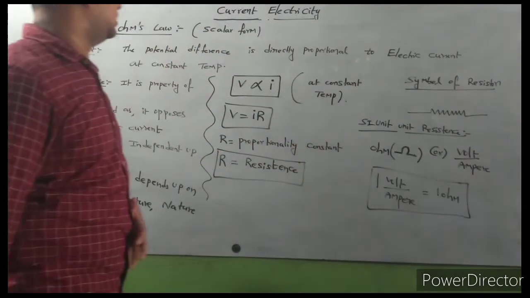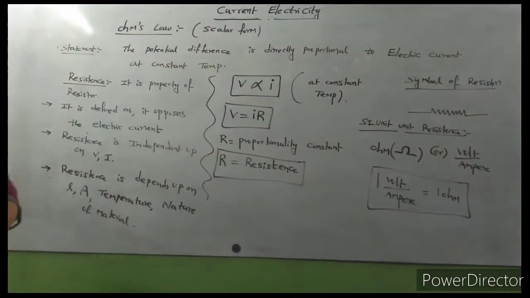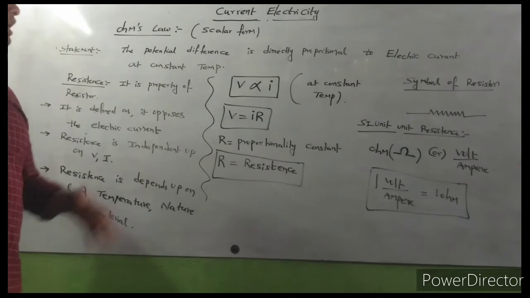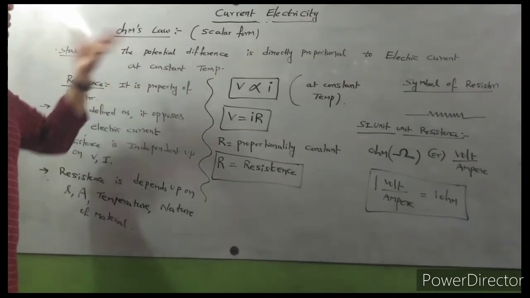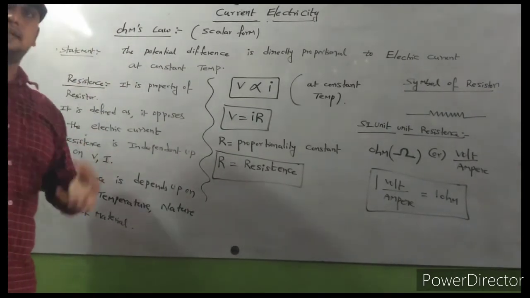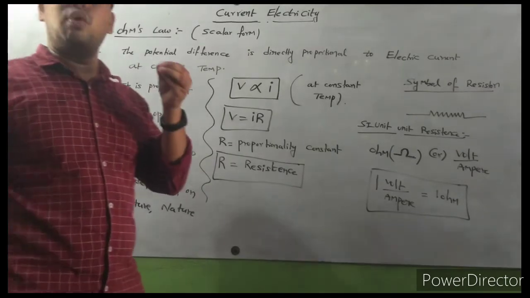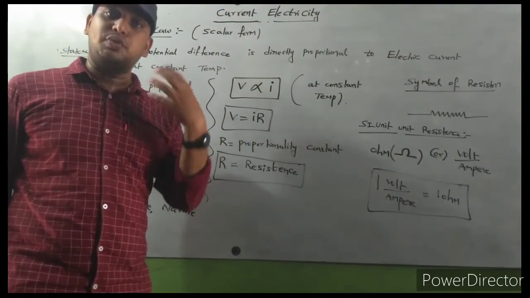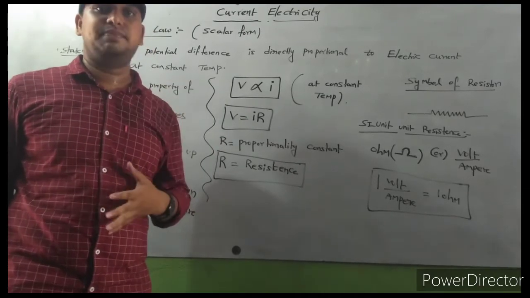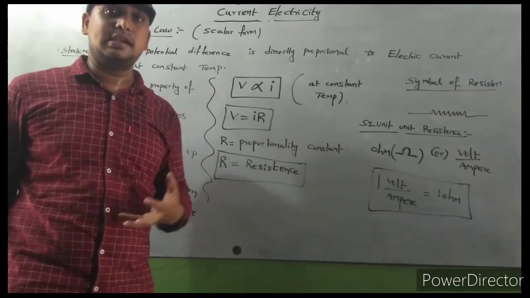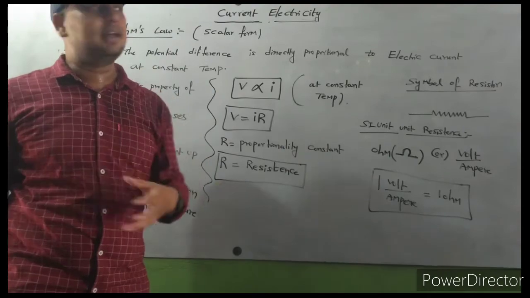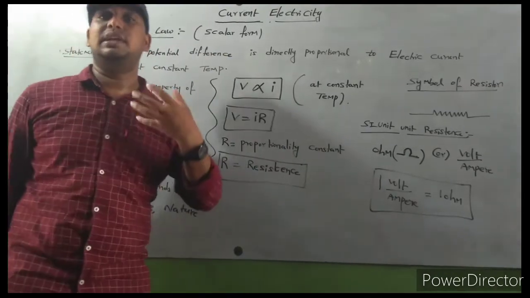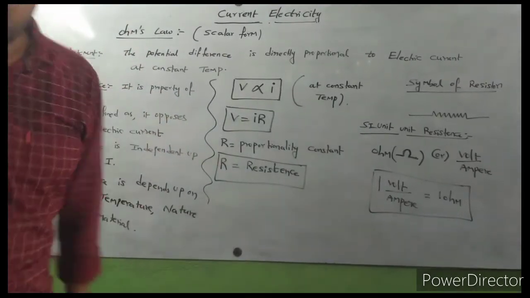This is the SI unit of resistor, and that is the symbol of resistor. So this is about Ohm's law. Next we will discuss the derivation of Ohm's law, and then resistivity, and then the vector form of Ohm's law. This is the scalar form of Ohm's law.